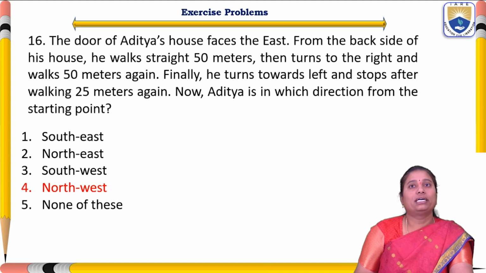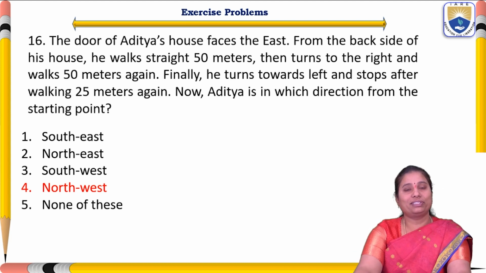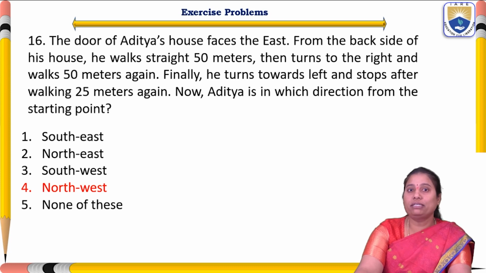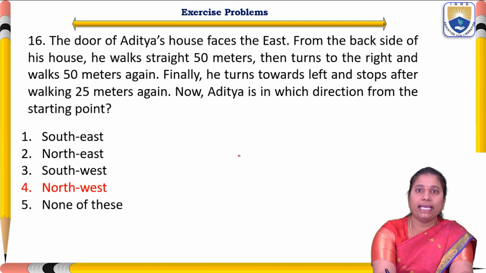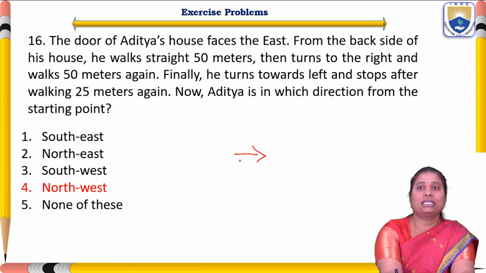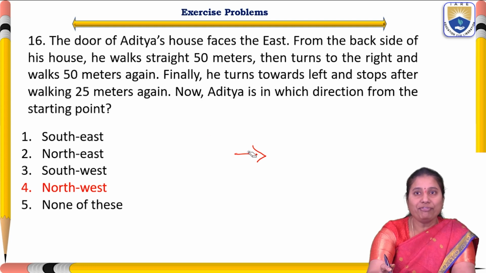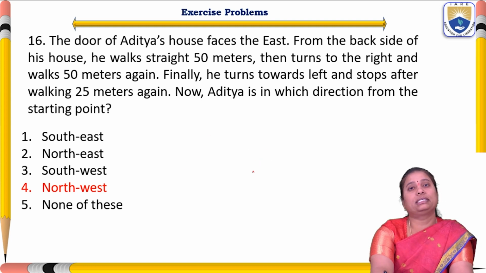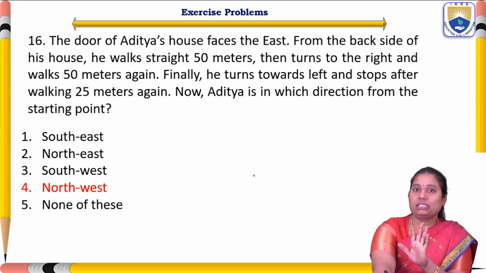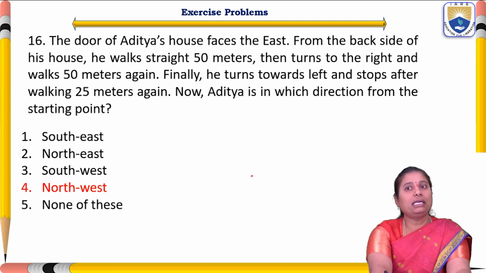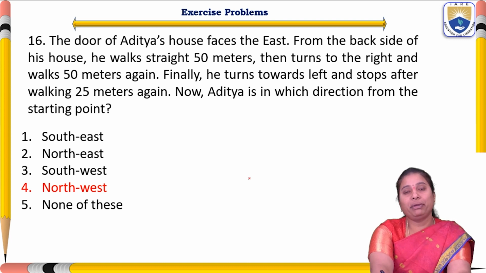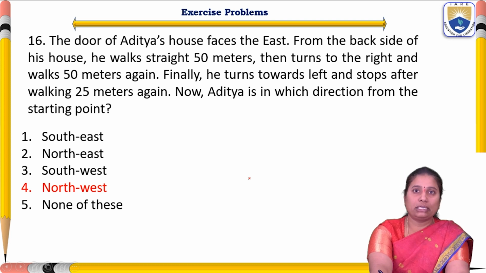Next, 16th one. The door of Aditya's house faces the east. This is a very important one, where the twisted ones come in. So the door of Aditya's house is facing the east. From the back side of his house he has moved. If the house is facing the east, the back side of the house means he has moved in the west direction. If we forget to take this into consideration, definitely our answer may go wrong. So be clear for every line, for every word, there should be a meaning. Hidden meanings might be there, so understand what is beneath it.